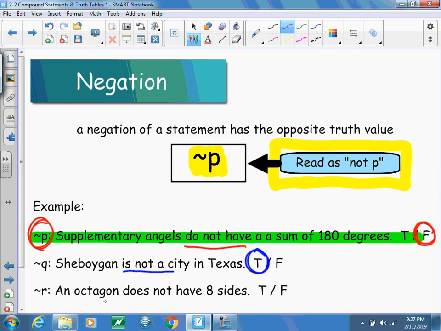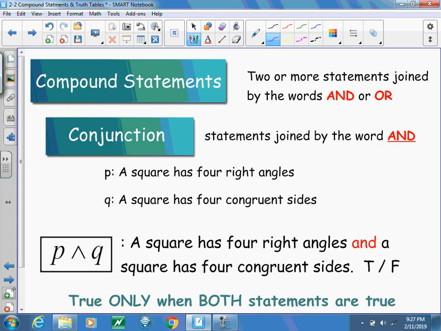Lastly, I have an octagon does not have 8 sides. Well, an octagon does have 8 sides, so by saying it does not have 8 sides, that is making it a false statement. So that little squiggly mark takes any statement that's true and turns it to false. If it's false, it turns it to true. It just changes the truth value of it.